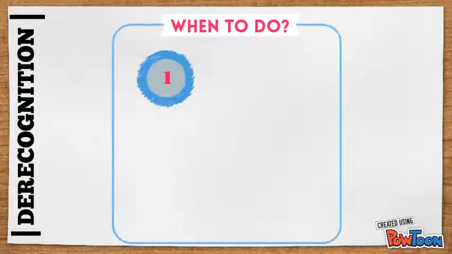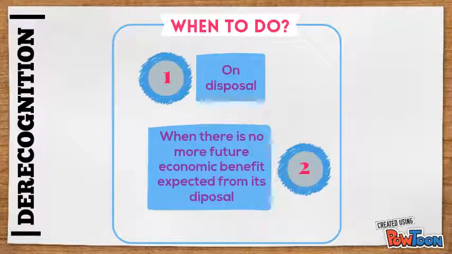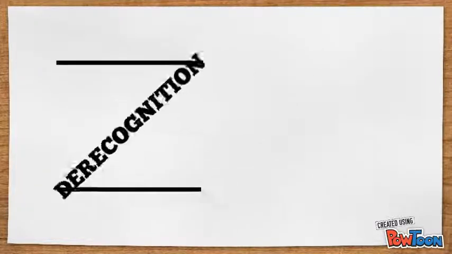Derecognition. When do we do derecognition? Derecognition can be done on disposal of the asset, and when there is no more future economic benefit expected from its disposal. How do we do derecognition?